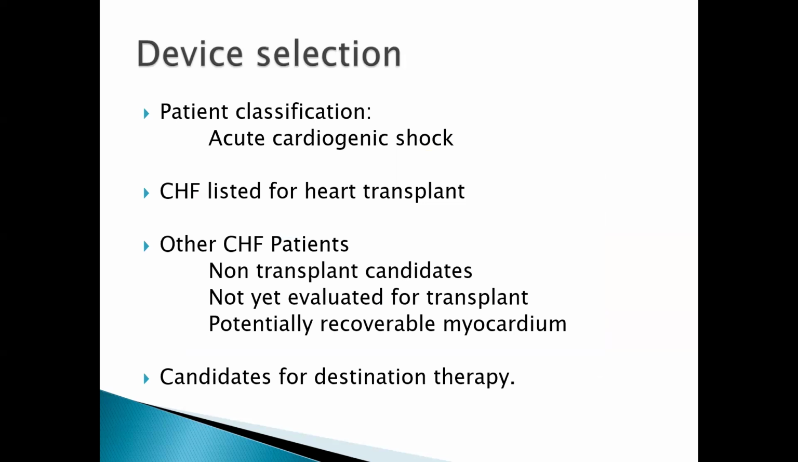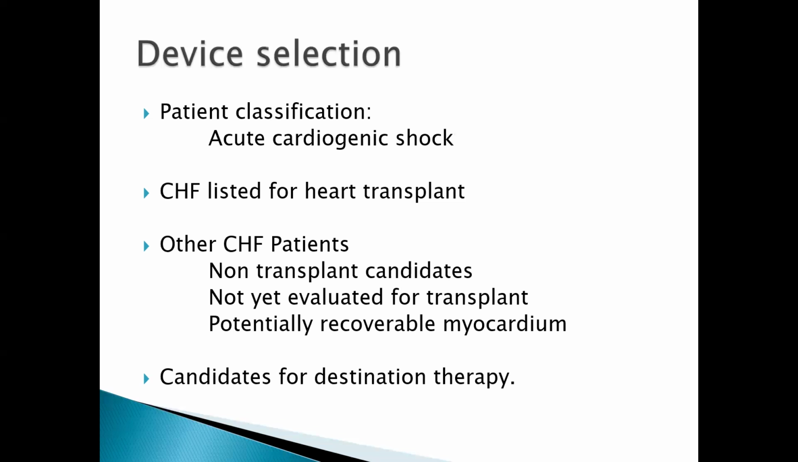Now, device selection. What are the factors that you need to consider before selecting the device for a particular patient? The first thing, you need to classify this patient. What does this patient have? Does this patient have acute cardiogenic shock? If so, it will give you an idea of the kind of machine to use. Is this patient a heart failure patient who, despite optimal medical therapy, is not doing well and has qualified for transplantation, but at that point needs something to keep him going?